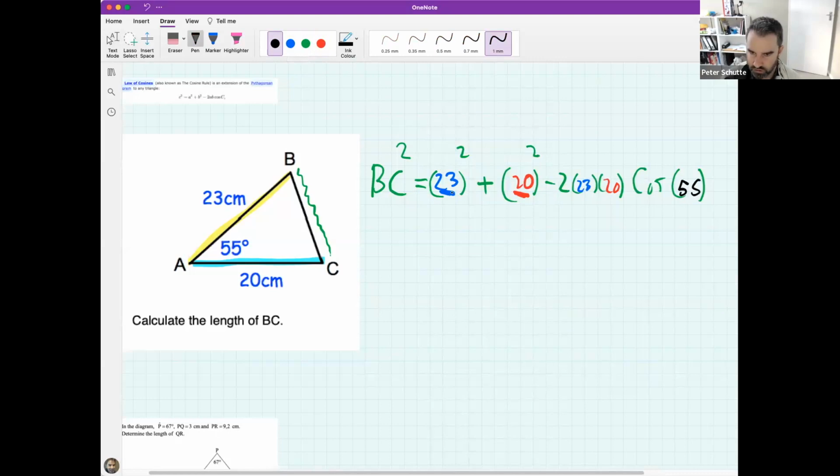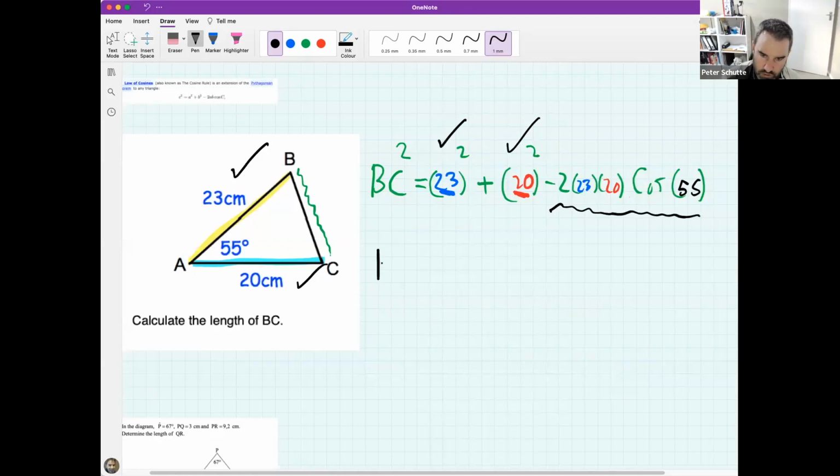So if we look at this, all I'm doing is I'm saying, look, there's my one side, there's my other side. And at this stage, it looks a bit like Pythagoras. And then the exciting stuff that gives us the cos rule is just minus 2 times those other two sides times the cos of the angle in between.